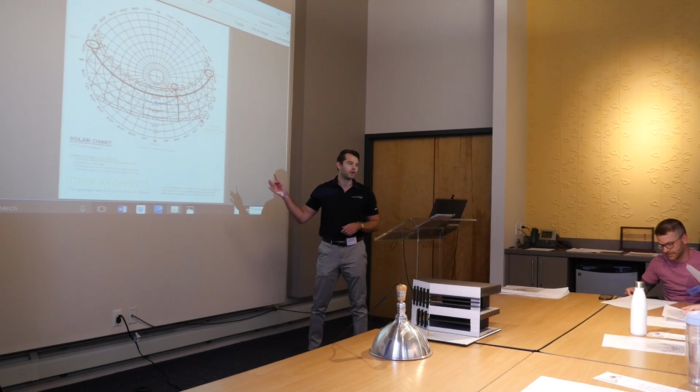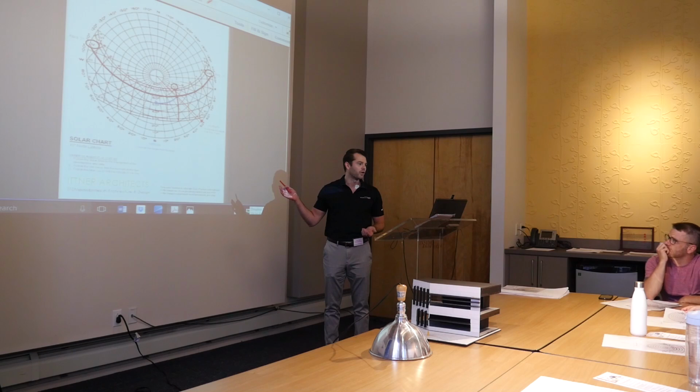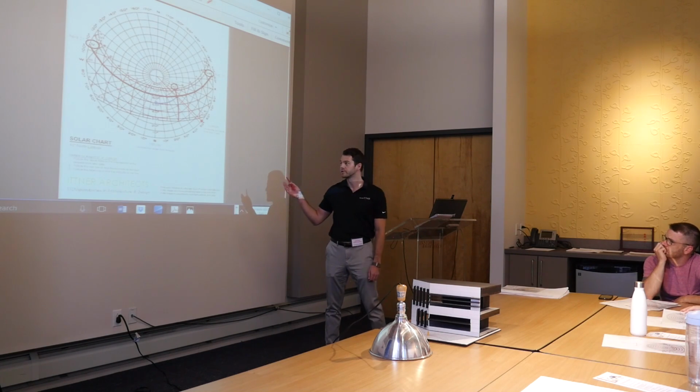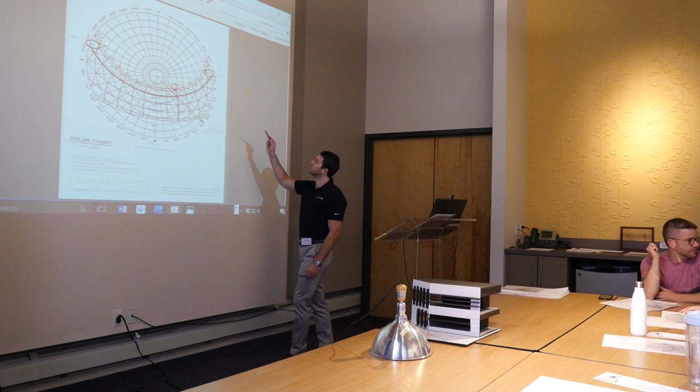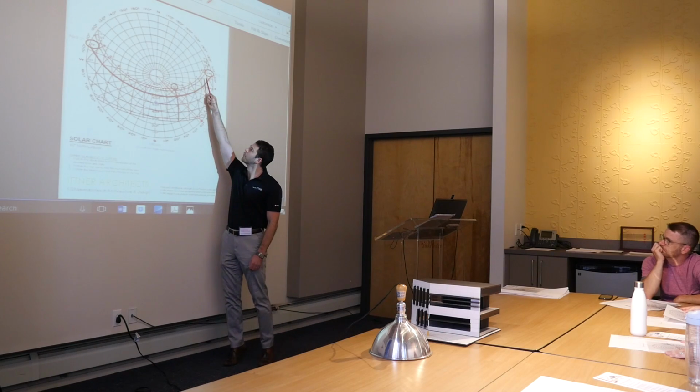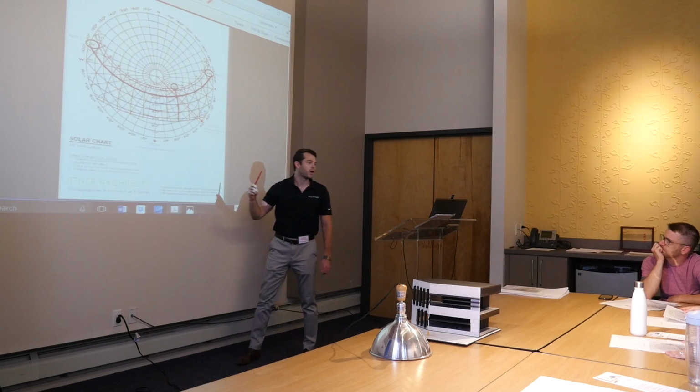So this is a sun chart, and there's one of these for every latitude on Earth. I picked 40 degrees north latitude, which is pretty close to where St. Louis is. And these Roman numerals on the side here represent the months, and then the numbers going across the top represent the time of day.